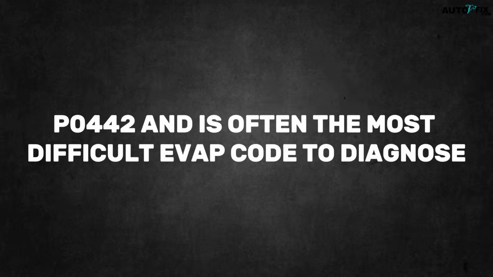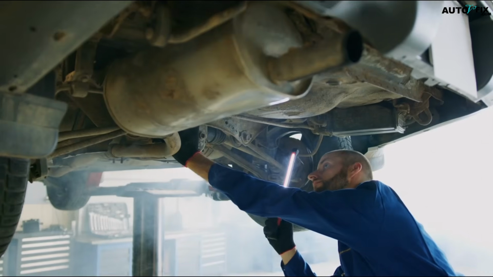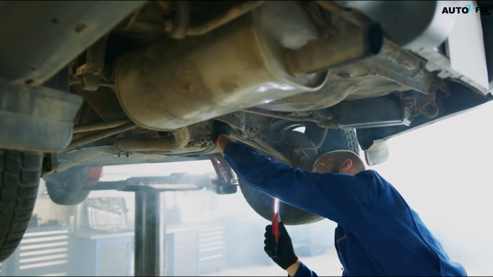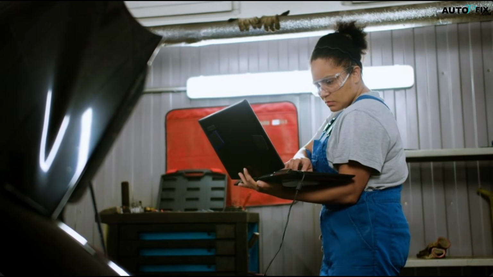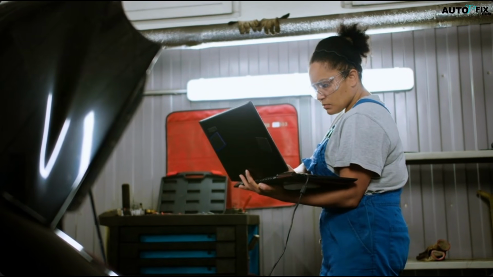P0456 represents an extremely small leak and is often the most difficult EVAP code to diagnose. Finding the leak may require extra time, patience, and a very careful smoke test. Knowing which code you're dealing with helps set realistic expectations before you begin diagnosing the problem.